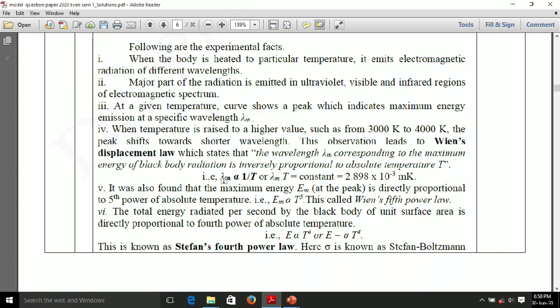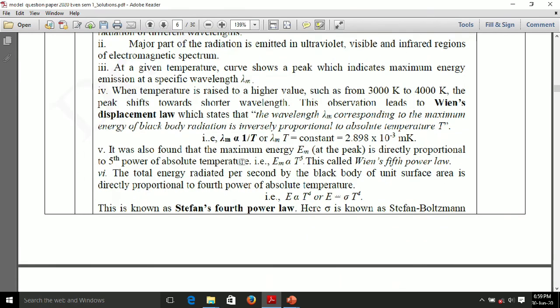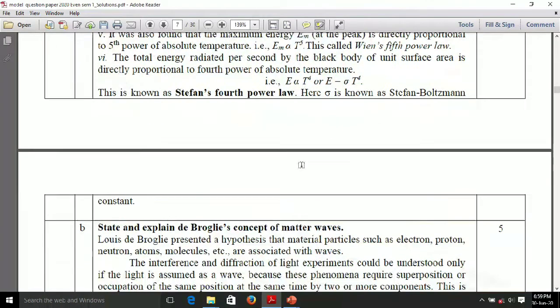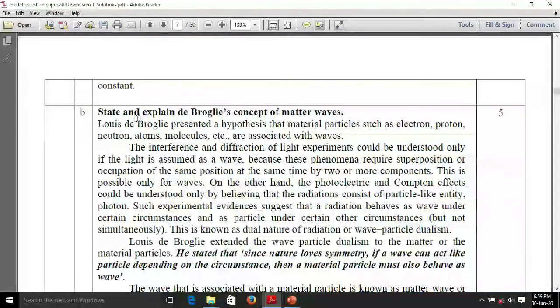And the product of lambda m and T is constant. This is Wien's displacement law. In this way, you have to discuss Stefan's fourth power law as well as Wien's fifth power law. Question number 2b requires the statement and explanation of de Broglie's concept of matter waves for 5 marks.